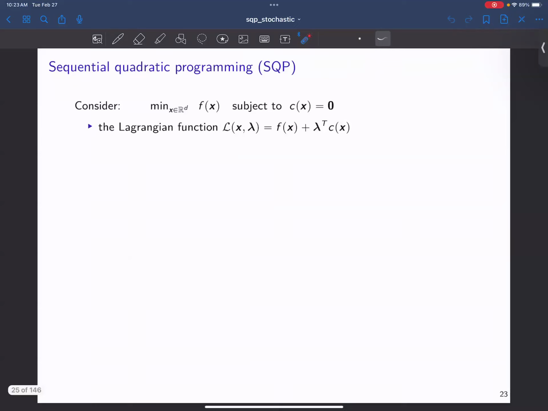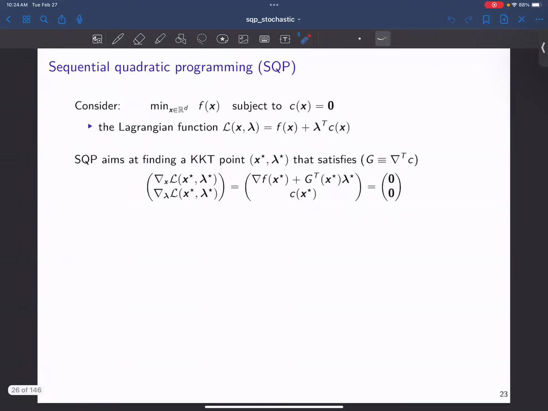Okay, so what is sequential quadratic programming? It's a state-of-the-art method for solving problems of the following form, where we have a smooth objective f(x) subject to smooth constraints c(x) = 0. Here we are in the deterministic setting, and I'll later show you how we move to the stochastic setting. Just for notation purposes, this is the Lagrangian: f(x) plus the Lagrange multiplier lambda times c(x).